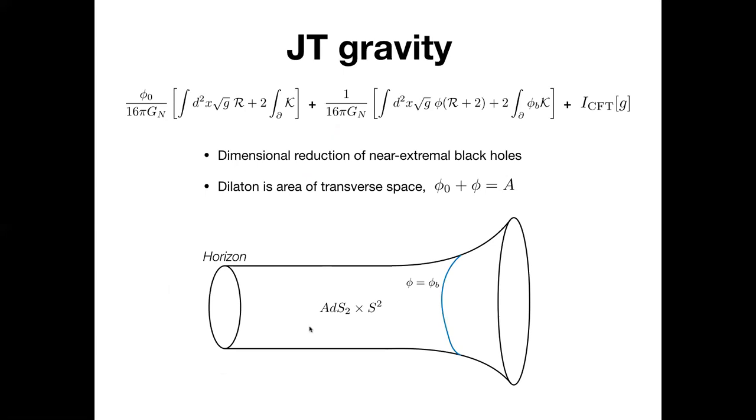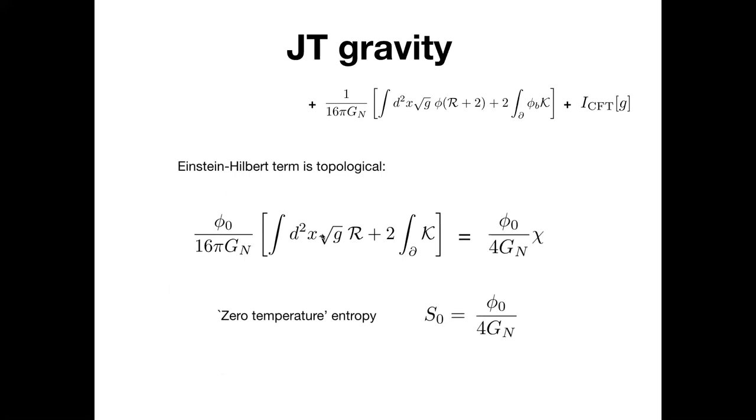Okay. So this is a picture of some Cauchy slice of, for example, a near-extremal Reissner-Nordström geometry, where there's an AdS2 that emerges, and then there's a transverse S2 which we're dimension reducing on. Okay. So the first term in this action, which is the first thing you'd normally write down, is the Einstein-Hilbert term, which in two dimensions is topological.